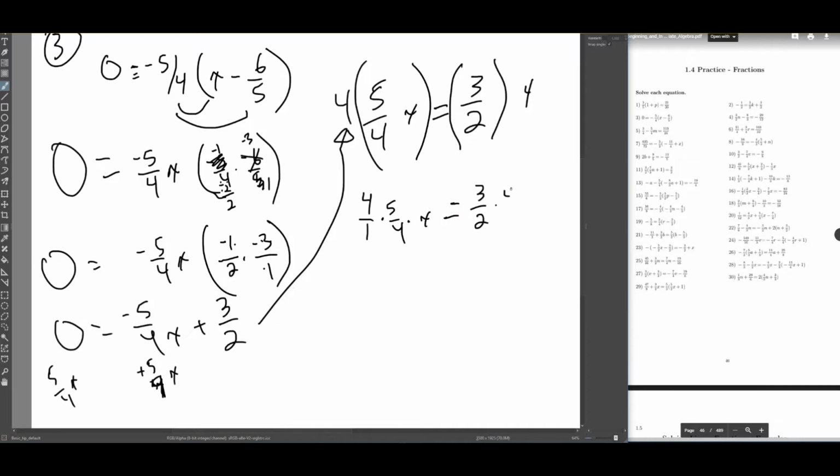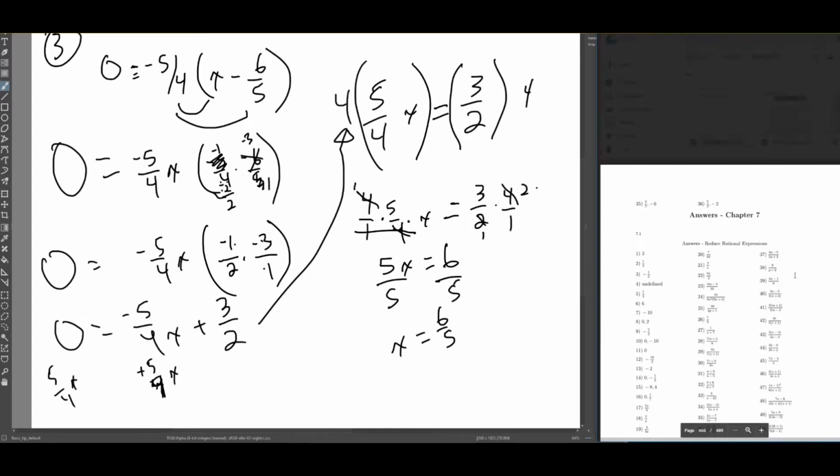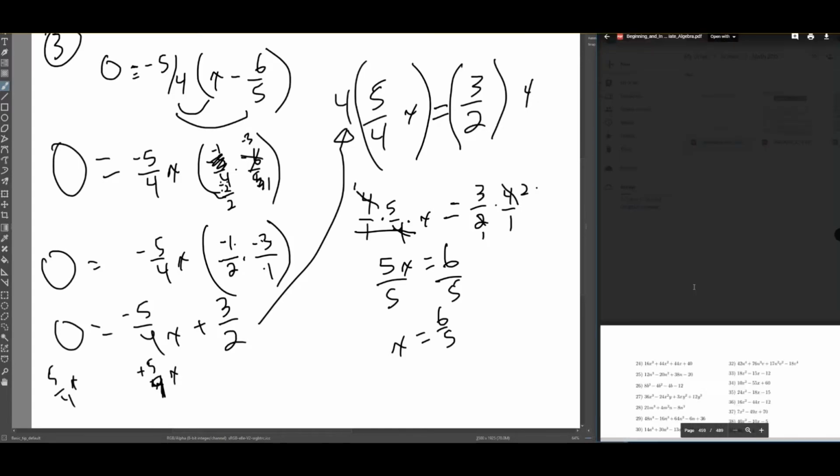So this thing I can multiply by 4, this thing I can multiply by 4. So let's do it. 4 over 1, that's 4, times 5 over 4 times x equals 3 over 2 times 4 over 1, because that's what 4 is. We cross these out. Here it becomes a 1, here it becomes a 2. Be careful. So 1 times 5 equals 5. 5x equals 3 times 2 equals 6. So if I divide by 5 on both sides, I get x equals 6 over 5.